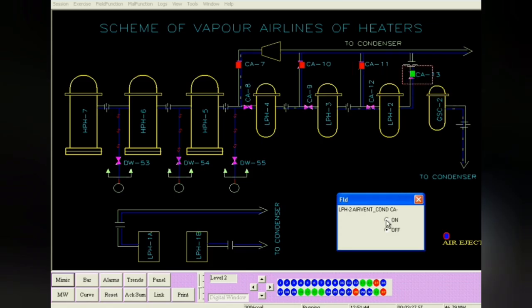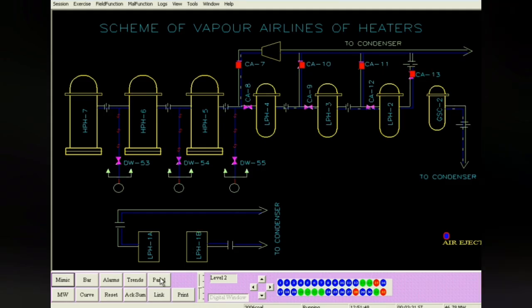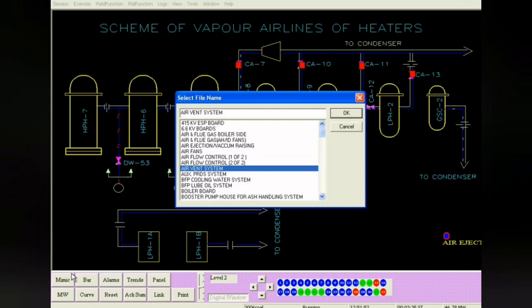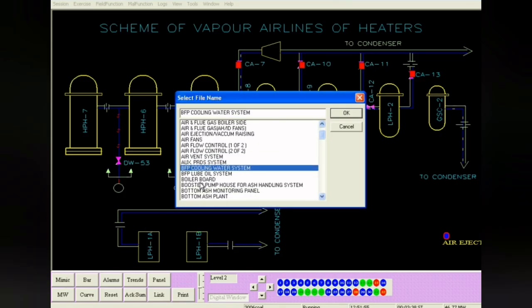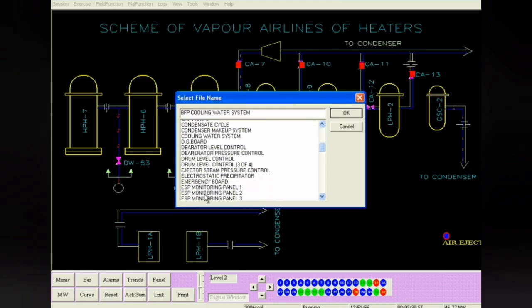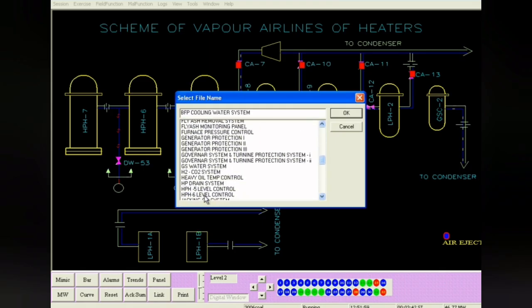Then we go to the LP drip system mimic, and here you will be able to see that mimic. Here you have got LP heaters 4, 3, 2 like that. It is charged from steam side.